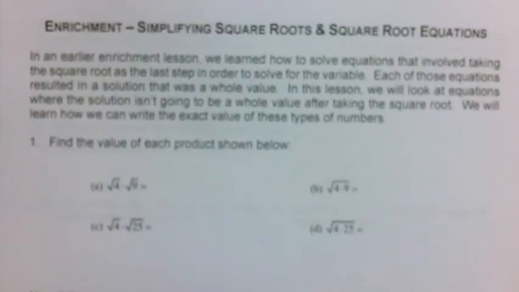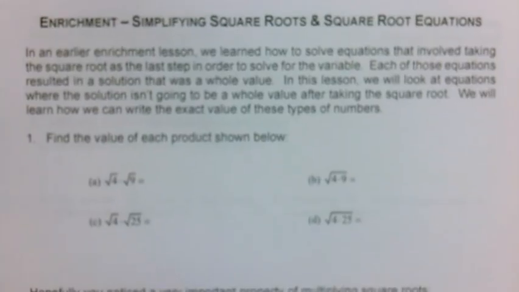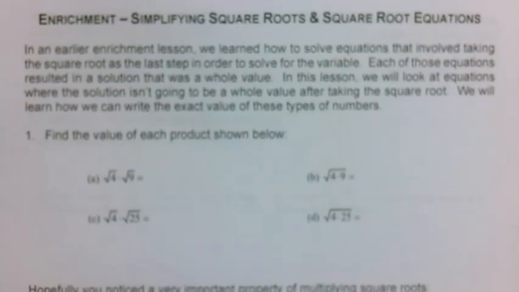In this video, we're going to be simplifying square roots and then looking at square root equations. In an earlier lesson, we learned how to solve equations that involve taking the square root as the final step in order to solve for the variable. In each of those equations, the result was a solution that was a whole value. In this lesson, though, we're going to look at equations where the solution isn't going to be a whole value when you take the square root. And we're going to see how we can write the exact answer of these types of numbers.